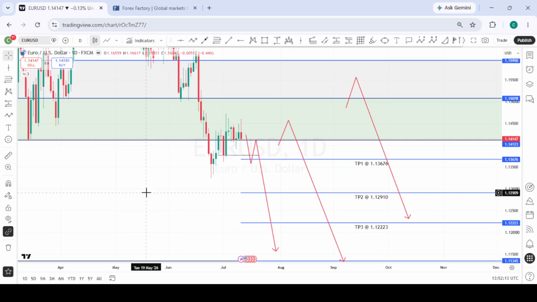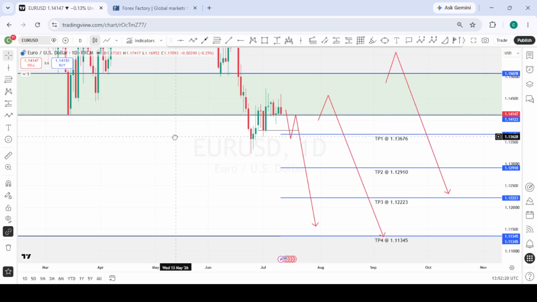You just have to be patient to see how price plays out within either of these two zones, either this zone or the second zone above. Then we can take our decisions to the bearish side.